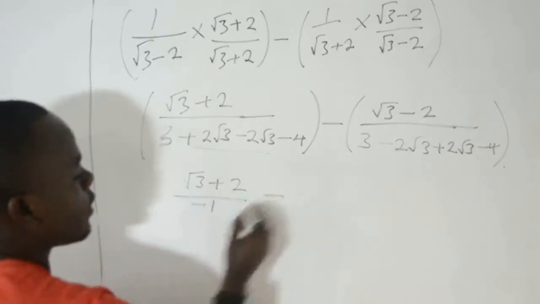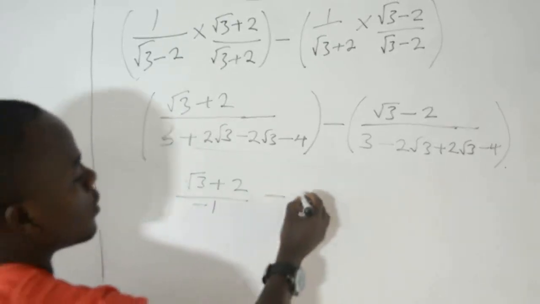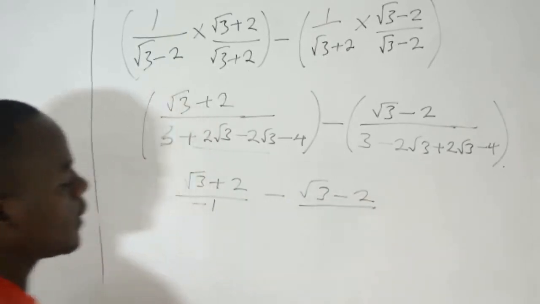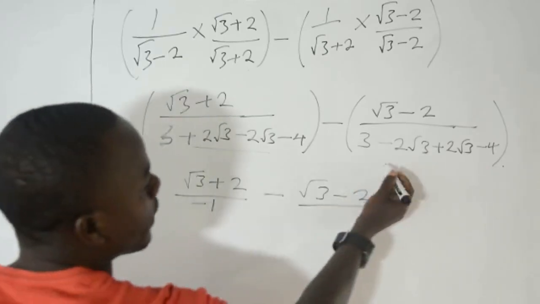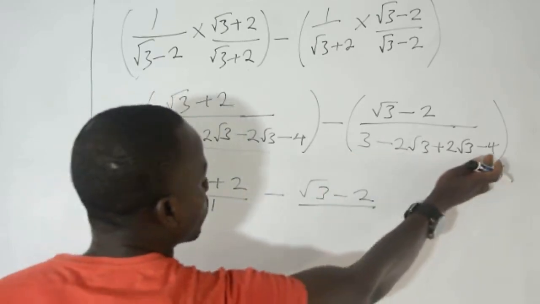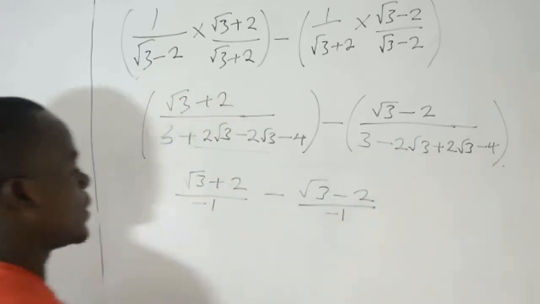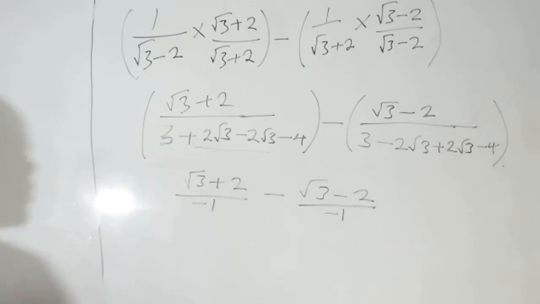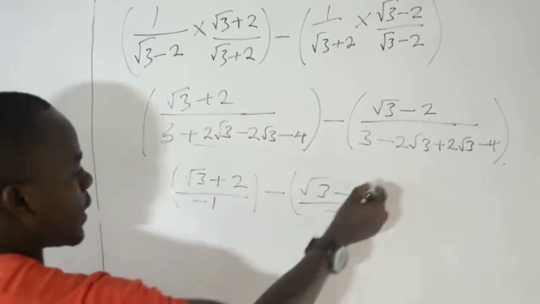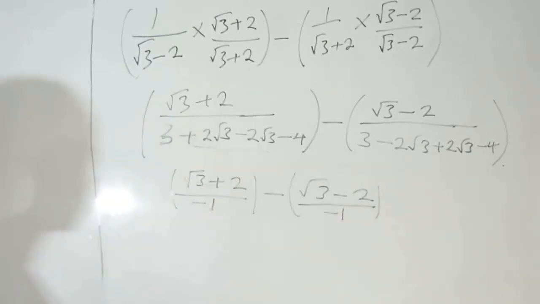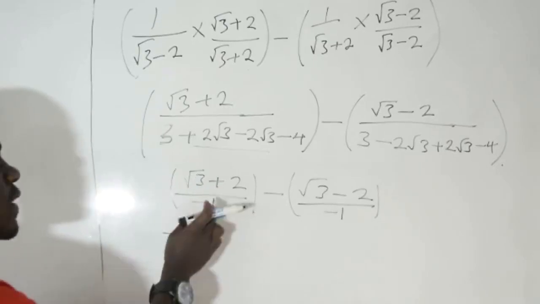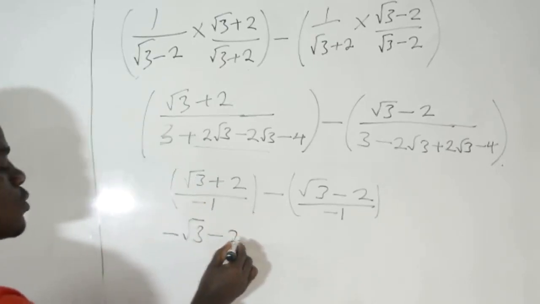Then we have minus, we have root 3 minus 2 all over, minus 2 root 3 plus 2 root 3 is 0, and we have 3 minus 4 is also minus 1. Alright, now remember they are in brackets like this. That is to say that here it is the same thing as root 3 divided by minus 1, and 2 divided by minus 1 is also going to give us minus 2.